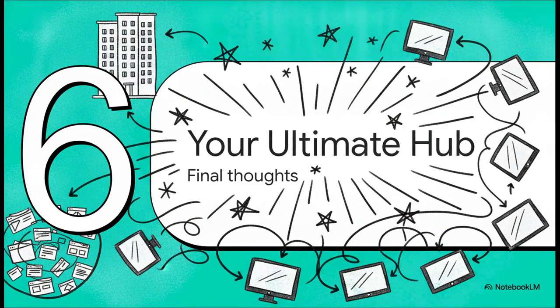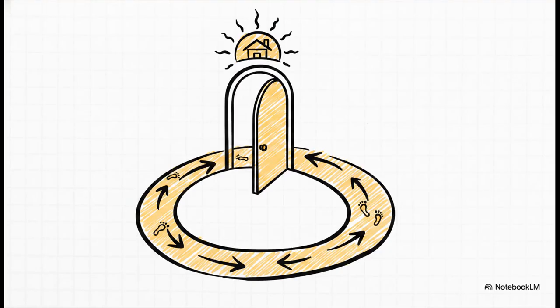Section 6, your ultimate productivity hub. Final thoughts. Let's wrap up our apartment build and zoom out to look at this beautifully furnished, unified workspace we've created together. You've gone from a scattered, chaotic mess of browser tabs to a serene, centralized hub. As we finish up, I really want you to remember the core philosophy that echoes across all the experts and sources we've looked at today.